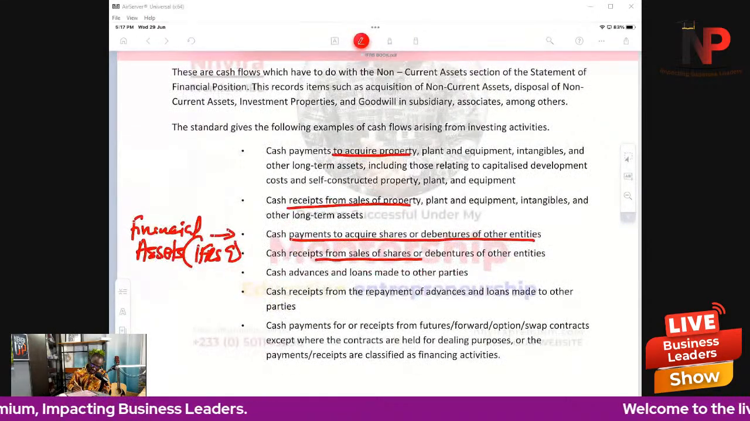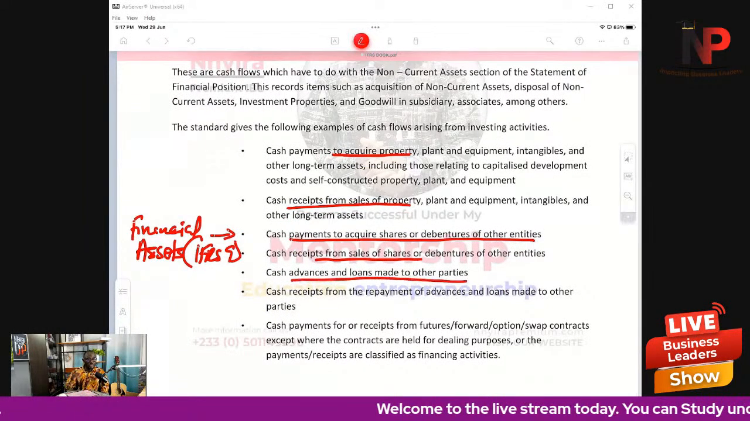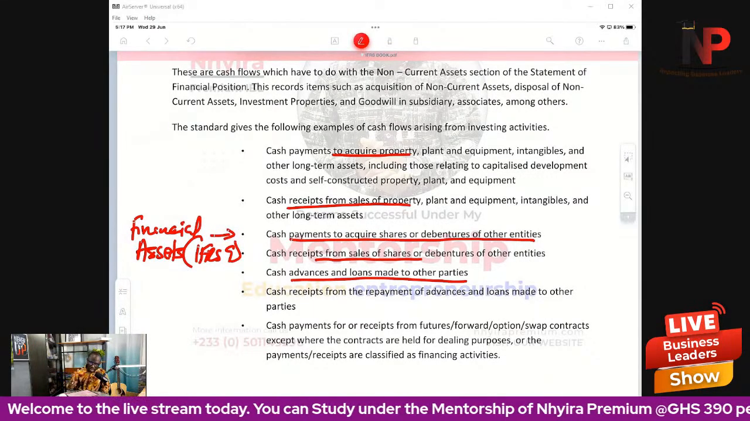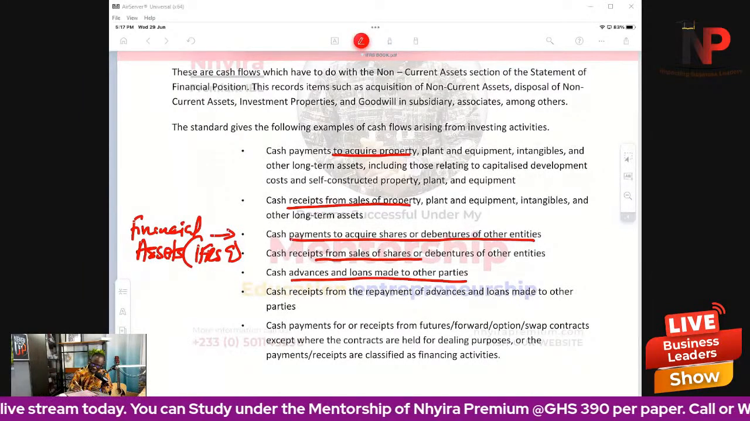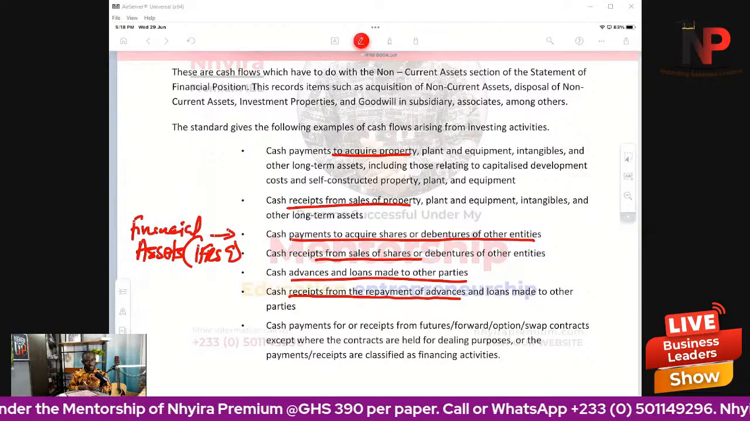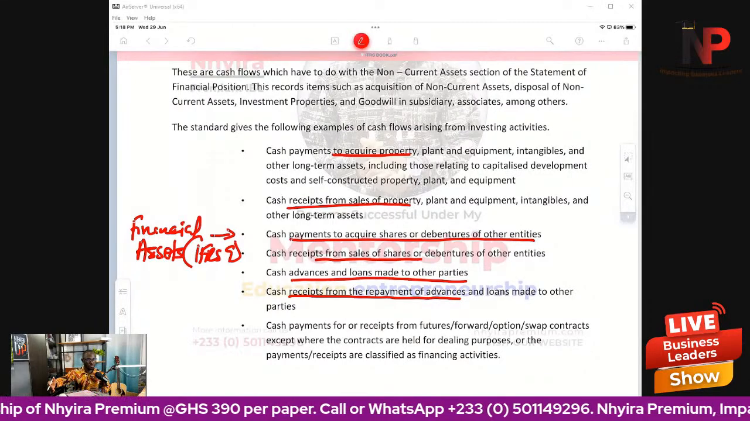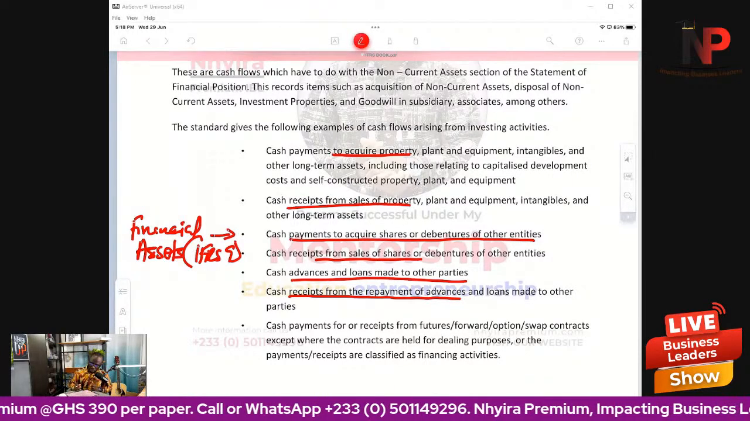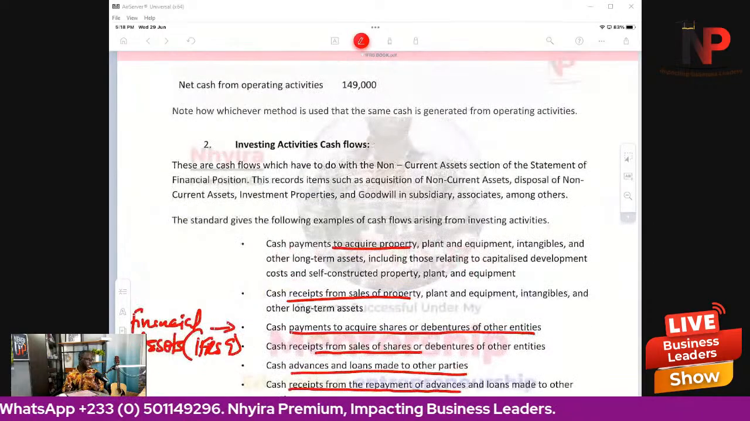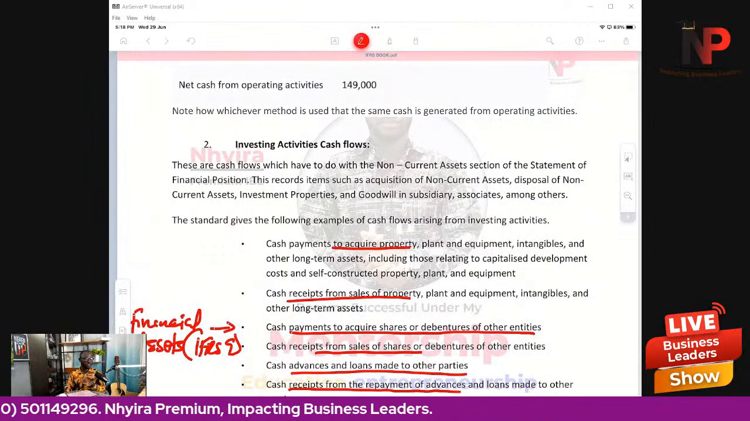Cash advances or loans made to other entities or other parties. If the entity lends money to other parties, it's an investment, so it comes under investing activities. Cash receipts from repayment of advances or loans made to other parties: the loan that we gave to people, they are repaying it. It will be brought here. So these are some of the things that we capture under cash flow from investing activity.